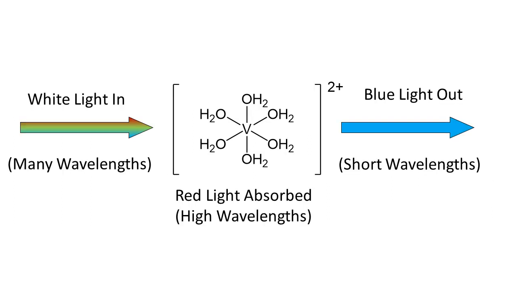In the case of the vanadium 2 hexaqua complex, the light coming through the solution appears blue when it comes out because other colors of light have been removed or absorbed as they cause electron transitions.